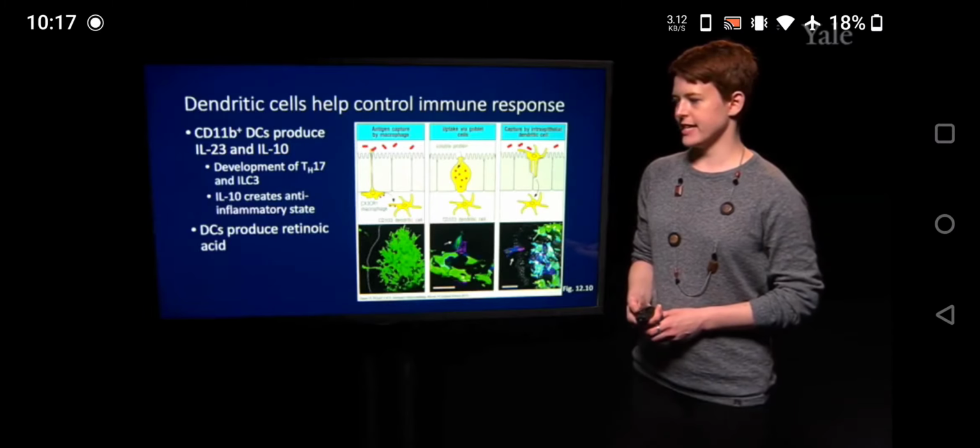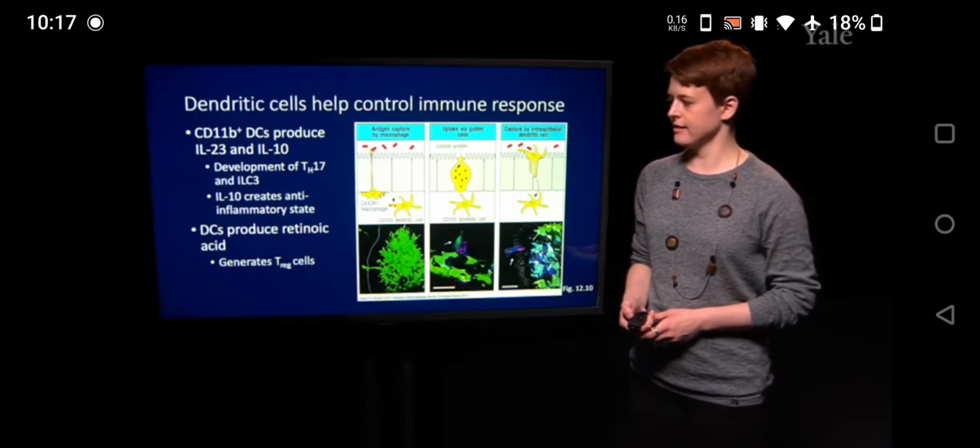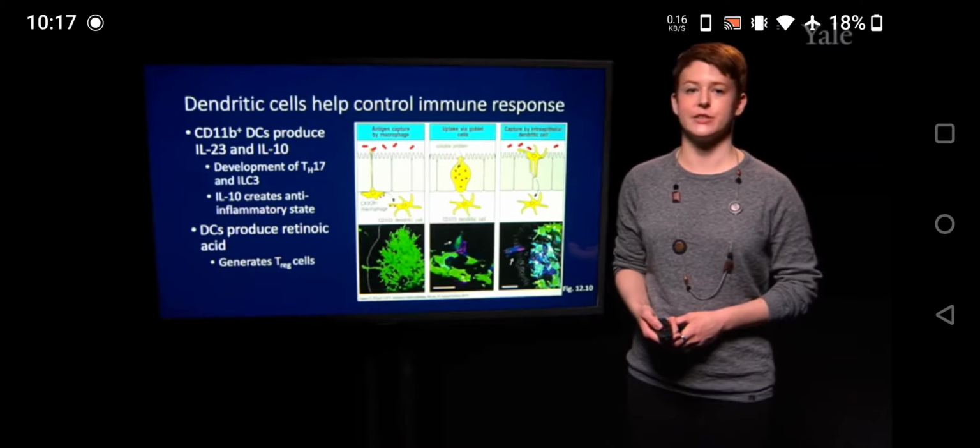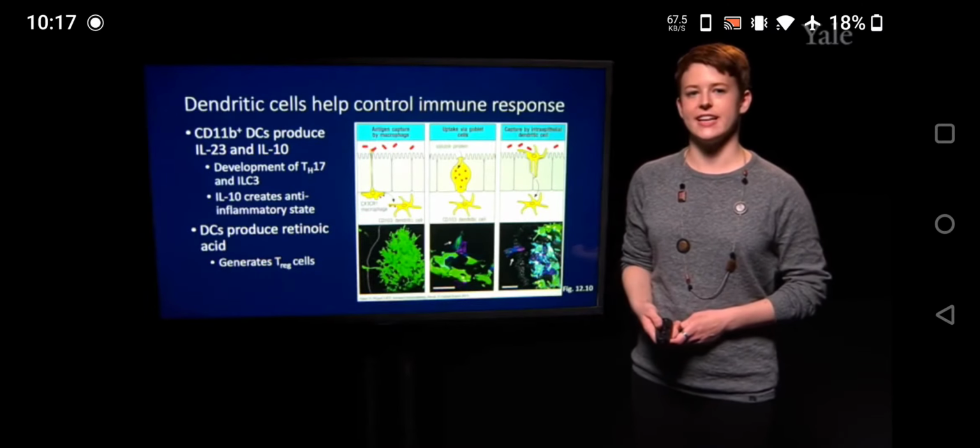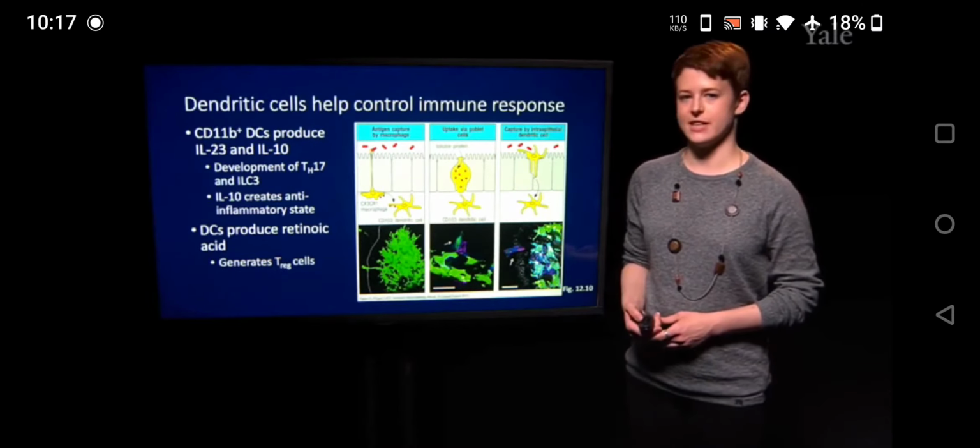So dendritic cells also produce retinoic acid, and this helps generate regulatory T cells, which reinforce the anti-inflammatory environment started for the IL-10.